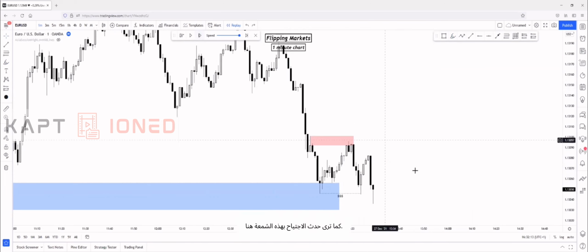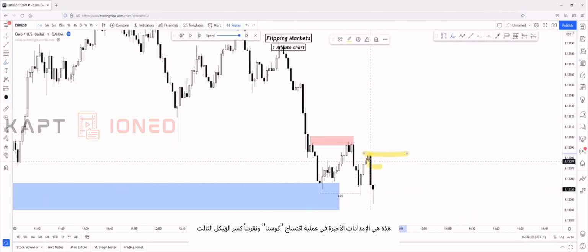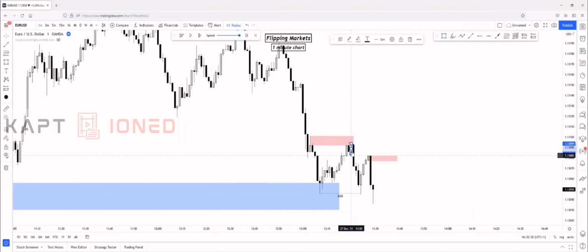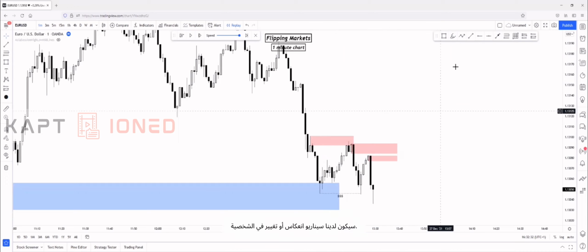As you can see, the sweep happened with this candle here. This is a perfect sweep candle. This is the last supply zone that caused this sweep and almost a break of structure to the downside. So if this supply zone breaks, we will have a flip or a change of character scenario. Let's see what happens.